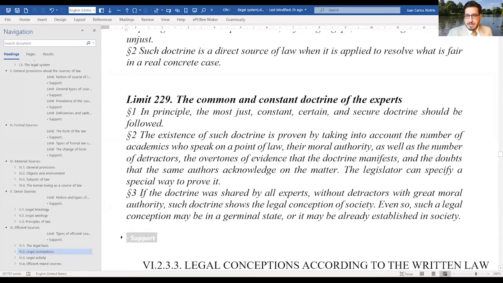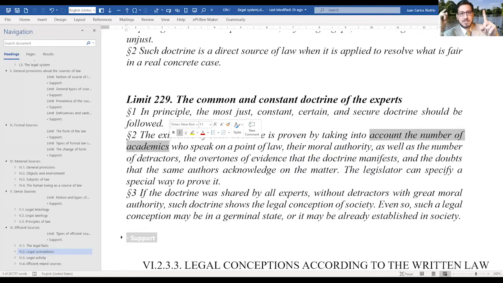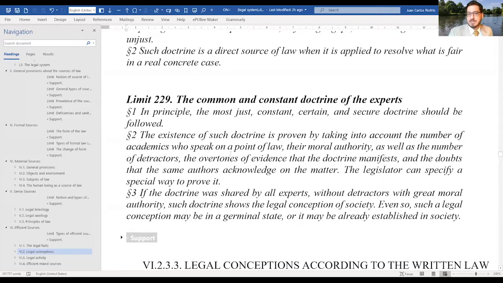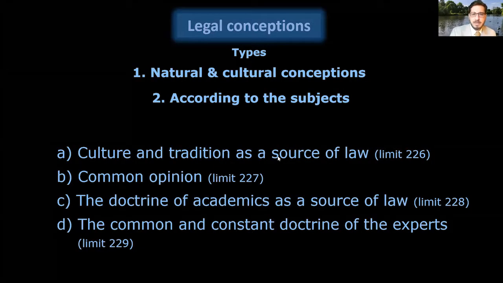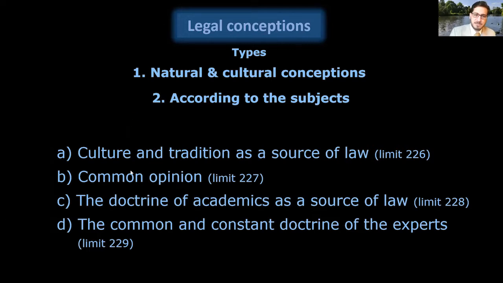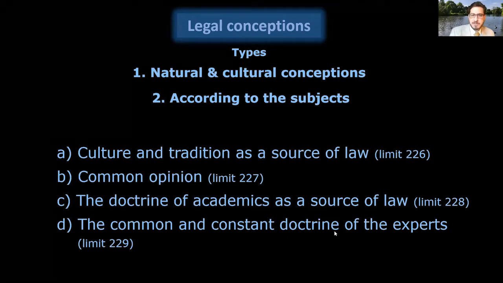Or you can say the number of academics. No, I'm showing you, judge, 20 experts, and the other party can show just one. Who is right? Probably I am. I'm proving what is the law with this, and you can say, well, so many things. You can read this, and you will understand many things. Okay, this is the four divisions of types of legal conceptions according to the subject, no? If it's shared by all the community along the years, probably it is culture or tradition. If it's shared by all the community just now, a common opinion. It could be the doctrine, the academic doctrine, or the common and constant doctrine of experts.